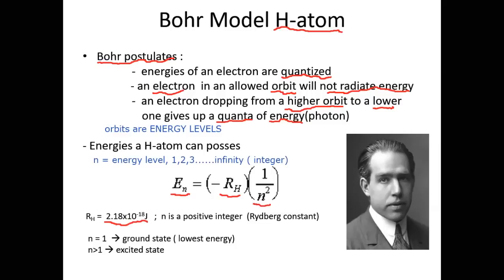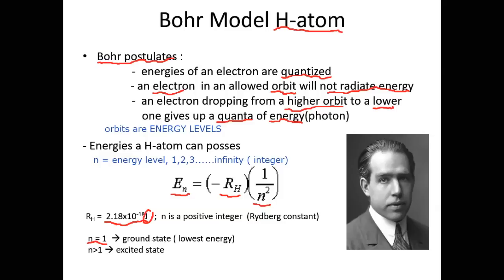Now the Rydberg constant has different forms based on what the unit is. So here the unit of the Rydberg constant is joules. Again, n is a positive integer. It's the energy level. So when n equals 1, we say the electron's in its ground state.